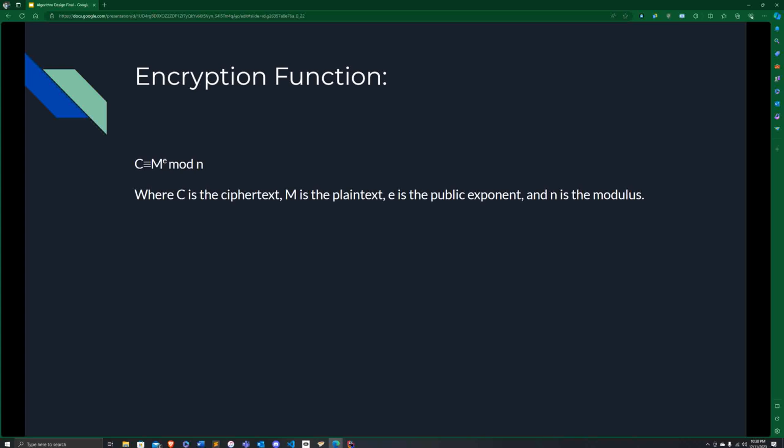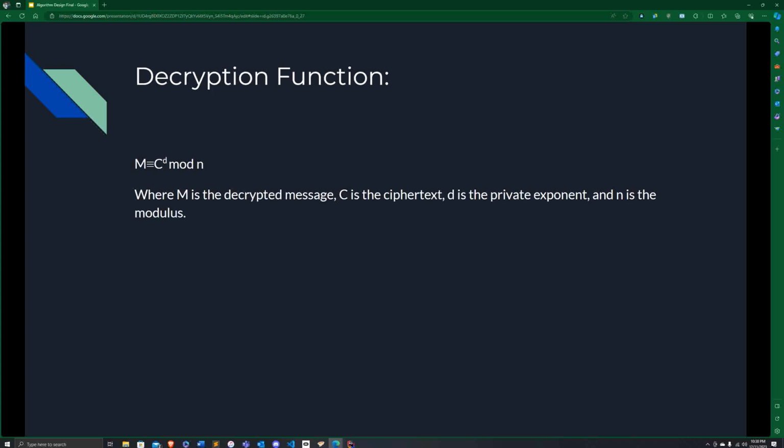Now that we have our keys, let's look at how the encryption process unfolds. The ciphertext C is calculated by raising plaintext M to the power of the public exponent e and taking the result modulo n. This seemingly simple process is the foundation of securing our messages. Decrypting the ciphertext C back to the original message M involves using the private exponent d in a similar modular operation. This mathematical dance ensures that only the rightful recipient holding the private key can decipher the message.